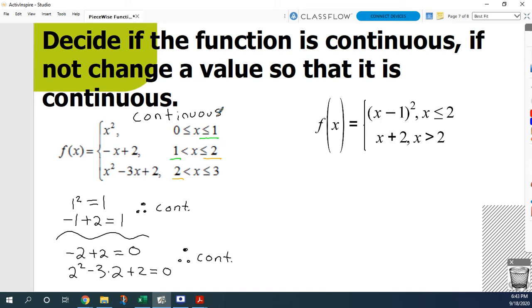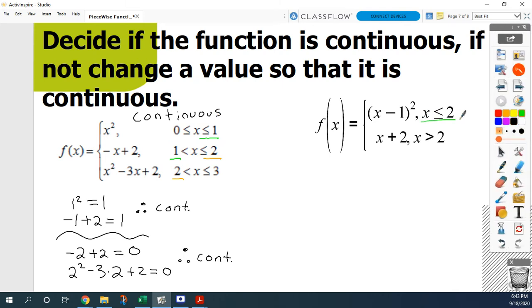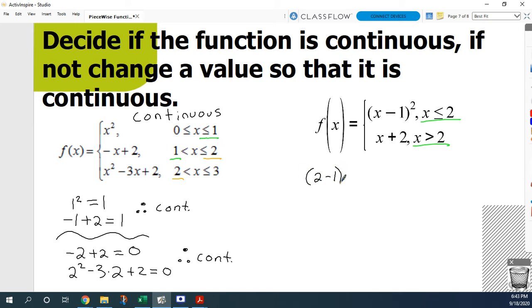On my next one, we're going to do the same thing over again. The only difference here is that I only have 2 pieces, so I only have one restriction that I have to worry about, and it's at 2. So I'm going to plug in 2 to my first piece, and I get 2 minus 1 gives us 1. 1 squared is 1. On my next piece, I have 2 plus 2 gives me 4. Well, notice that 4 does not equal 1. Therefore, this is not continuous.